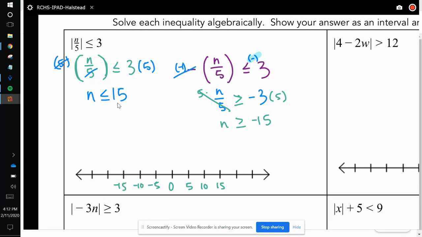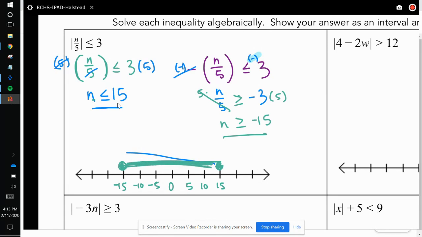Do I use an open circle or a closed circle? I use a closed circle because of the equal sign. And then at 15, I also use a closed circle. So on the blue one here, the values are less than 15. And on the green one over here, they're greater than negative 15. And it looks like I created a sandwich. So I'm going to erase up to here and say that my solution set is in the middle.